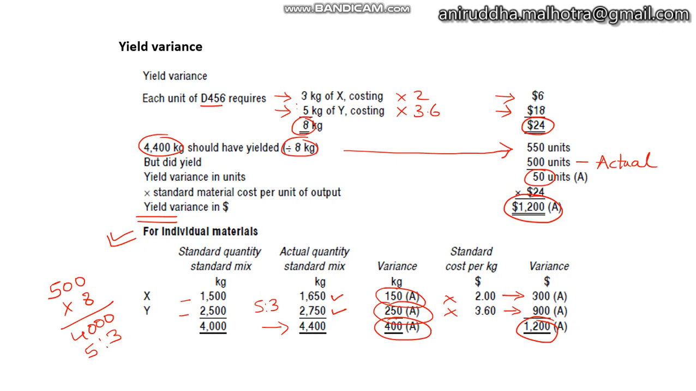So hope this example was good enough to explain the mix and yield variances. In my next video, I'll be starting the planning and operational variances.